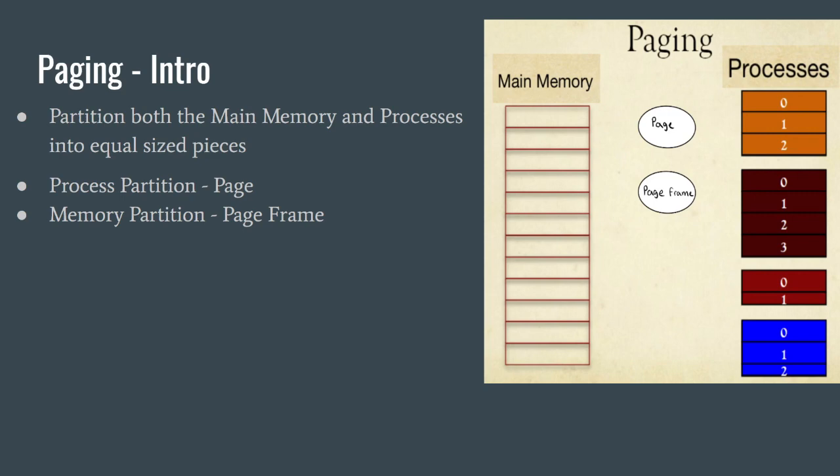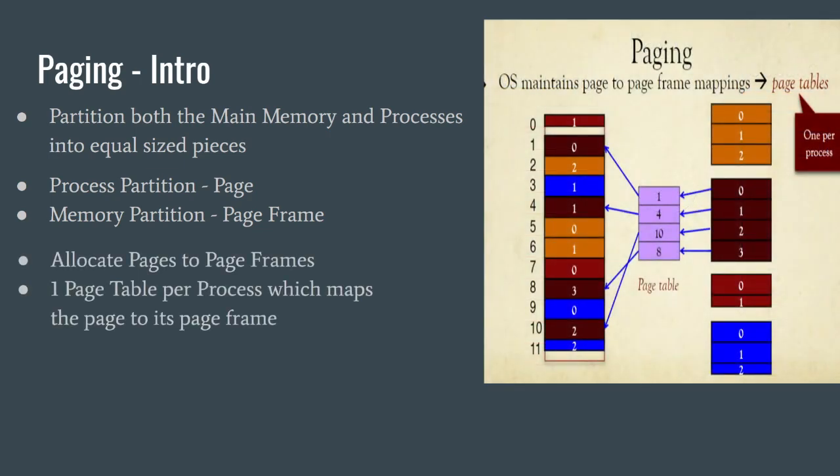And then we want to allocate pages to the page frames. Just how you allocate processes to places in memory, you're going to do the same thing, but with pages to page frames. And as you can see, we use a page table. So one page table per process, and that maps the pages to the page frames.